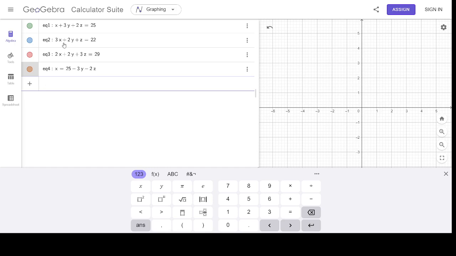Let's first substitute the value of x in our second equation. In this case, it will be 3 in bracket, then we input the value of x there, which is 25 minus 3y minus 2z. Now that's our x, and we write out the remaining terms of the expression: plus 2y, then plus z, and this is equated to 22.